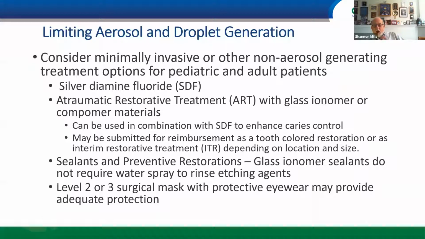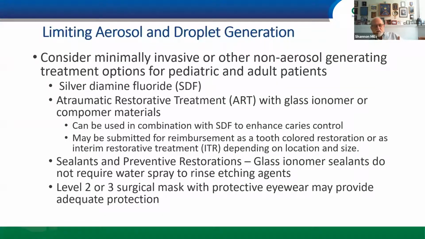By the way, a glass ionomer or Compomer restoration can be submitted for benefit as a tooth-colored restoration as long as it's placed and you have reason to believe that it's not going to need to be replaced within weeks or months. Most benefit companies have a time limitation on colored restorations of about 2 years. And so again, it depends on the location and size. In some cases, it is an ITR. It's going to have to be replaced. But if you think it's going to last, bill it as a tooth-colored restoration.